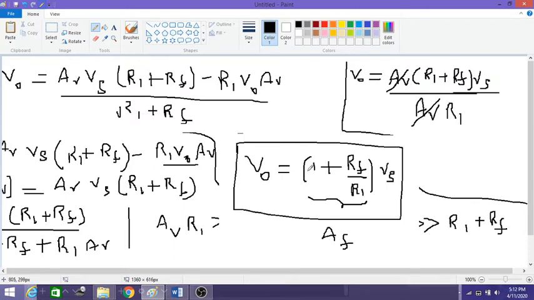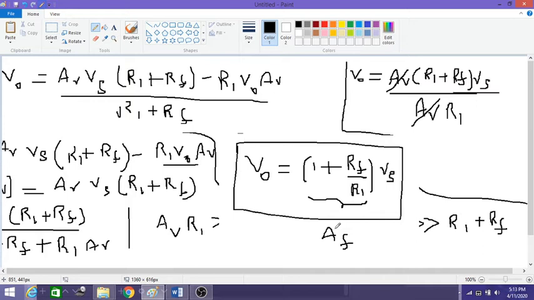So let us revise this equation. This equation is nothing but V0 is equal to 1 plus RF by R1 of Vs. We got this by considering the case where Av into R1 is very much greater than R1 plus RF. So here also we can note that the output voltage does not depend on the open loop gain, it depends on the closed loop gain, that is AF.